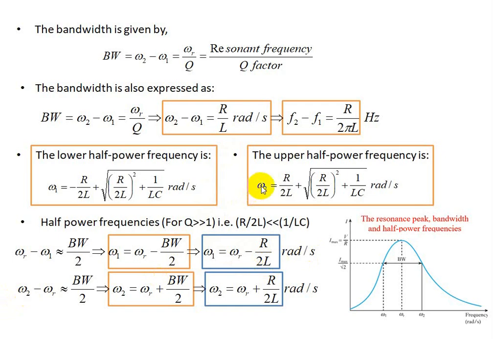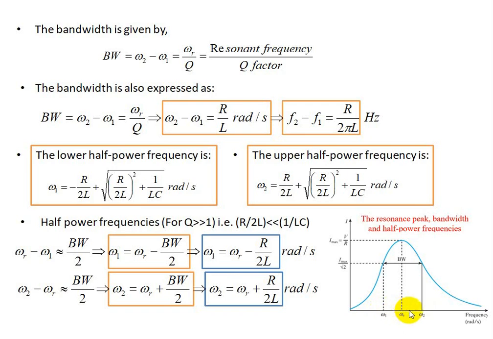Similarly, this equation can be written as omega 2 minus omega R equal to bandwidth by 2. From this, omega 2 can be written as omega R plus bandwidth by 2. So omega 2 minus omega 1 is nothing but the bandwidth, and omega R minus omega 1 will be equal to omega 2 minus omega R. So this frequency range and this frequency range will be equal. This difference will be equal to bandwidth by 2.